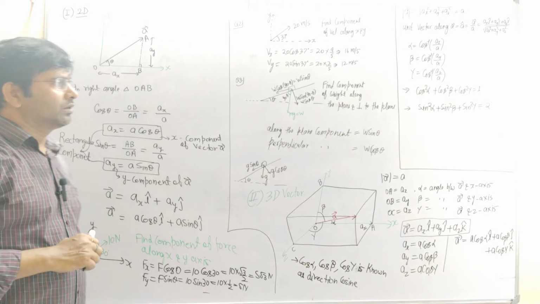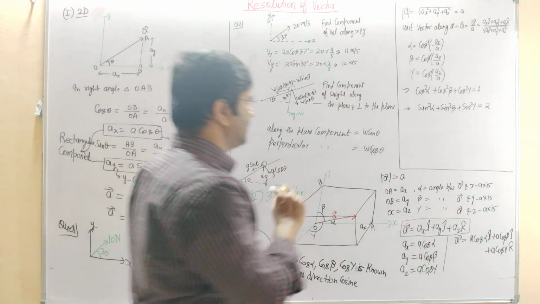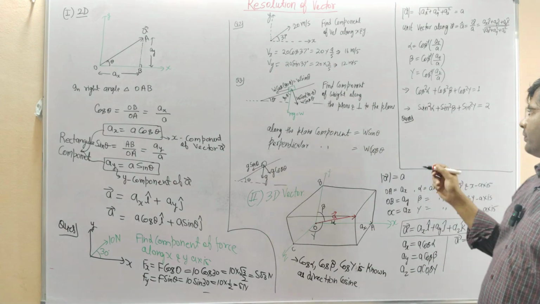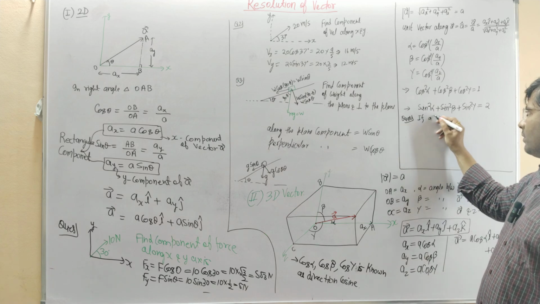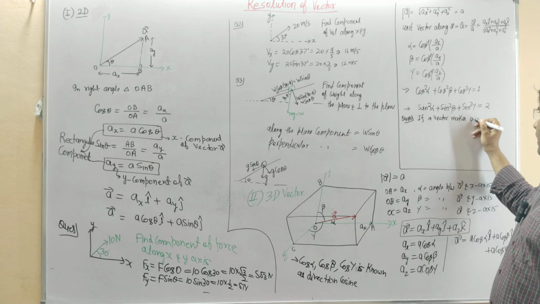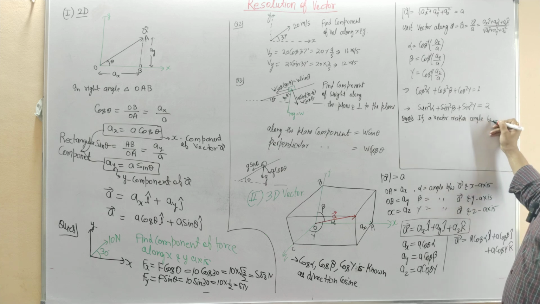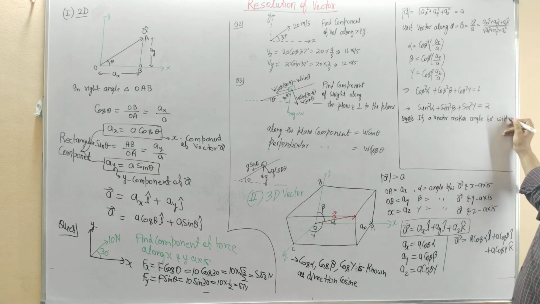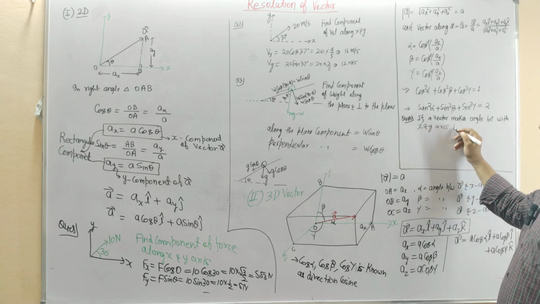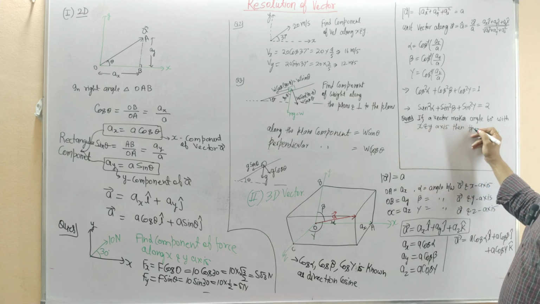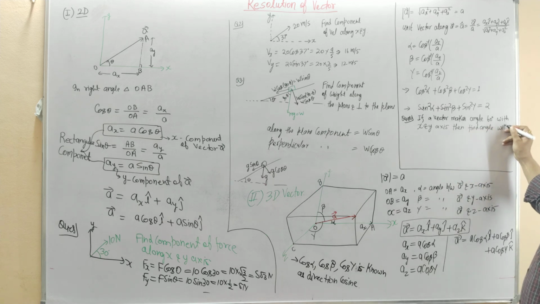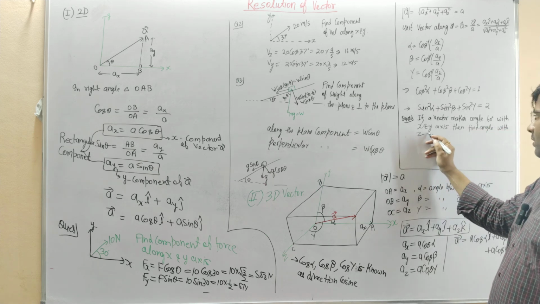Okay, so there is space, we can solve here only one question. If a vector makes an angle 60° with x and y axis, then find the angle with z axis.